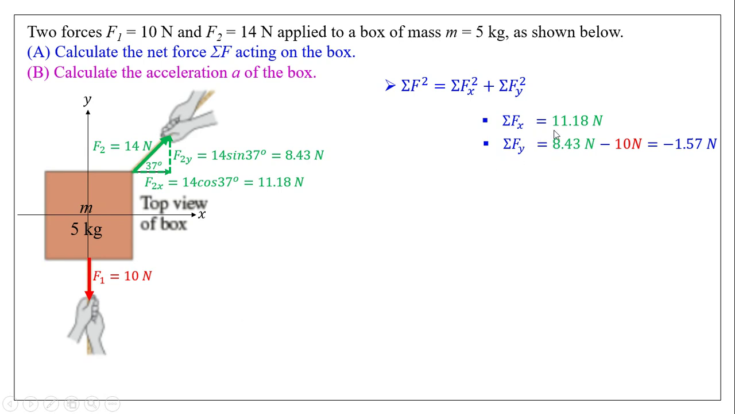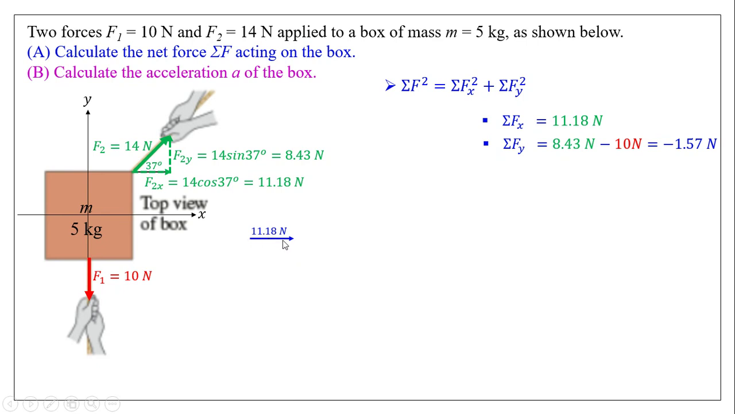Based on these two values, I know that the box is going to move to the right because Fx is positive, but Fy is negative, so it's going to move right and down. All right. So if we can translate these values into a right triangle, because ultimately you're just applying the Pythagorean theorem, and to apply the Pythagorean theorem, you should have a right triangle. So the arrow that just came up here represents the 11.18.